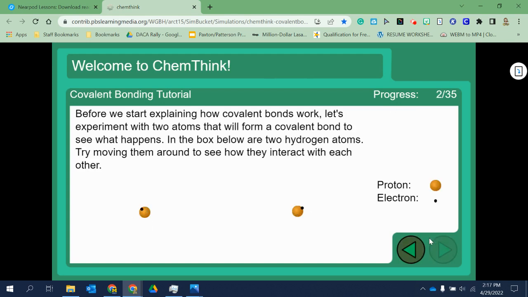Right, so here, before we start explaining covalent bonds, let's experiment with these two atoms. Right here you see the yellow gold thing is a proton, and this little black particle moving around is the electron. It says in the box below are the two hydrogen atoms. Try moving them around and see how they interact with each other. I'm going to move one hydrogen atom closer to the other one. And remember, hydrogen only has one proton and one electron. This is why this is hydrogen right here.